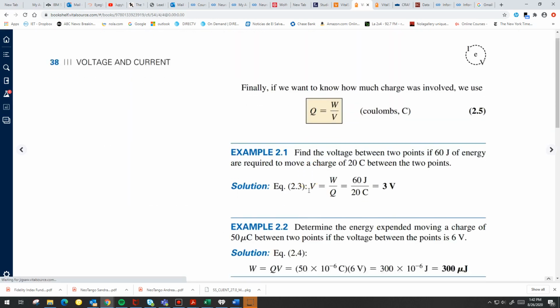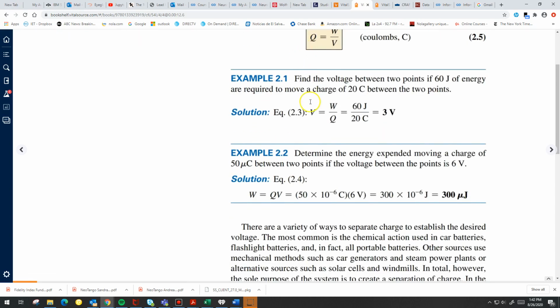So if you look at this example, it says, find the voltage between 2 points if 60 joules of energy are required to move a charge of 20 coulombs between the 2 points. So there's a point A and B, okay? In order to move that charge, it requires 60 joules of energy, and the charge is 20 coulombs. So moving that charge of 20 coulombs between point A and point B requires 60 joules of energy.